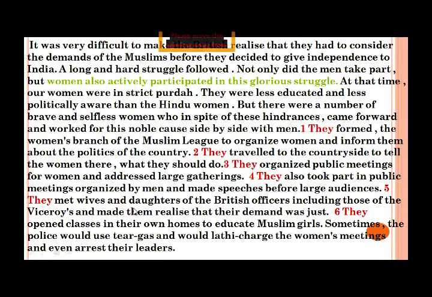Number five, they met wives and daughters of the British officers. They would go to meet them and tell them about their demand, what their demand was about, and the reason they were asking for it.